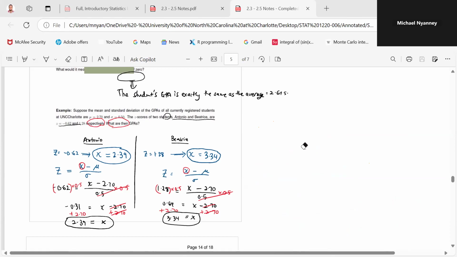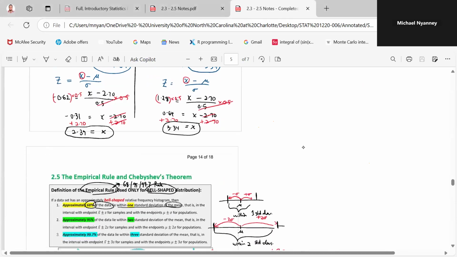I'm taking time because this is something you are being introduced to for the first time.